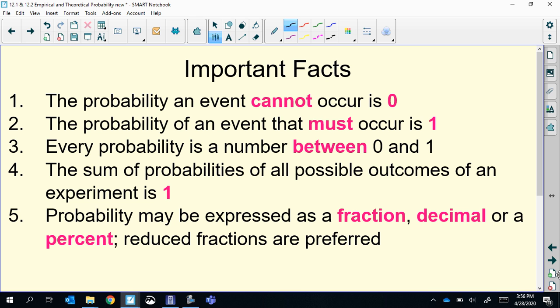The probability of an event that cannot possibly happen, like a 0 chance, would be a probability of 0. Probability that it must happen would be a 1. That would be like a 100% chance that it would happen. And then every probability should be between 0 and 1. The sum of the probabilities, we already did this, I showed you. When you add them all up, you get 1. And probability can be expressed as a fraction, a decimal, or a percent. We talked about that as well. We wrote it first as a fraction, then a decimal, and we talked about percents. If you're going to do a fraction, you should reduce it.